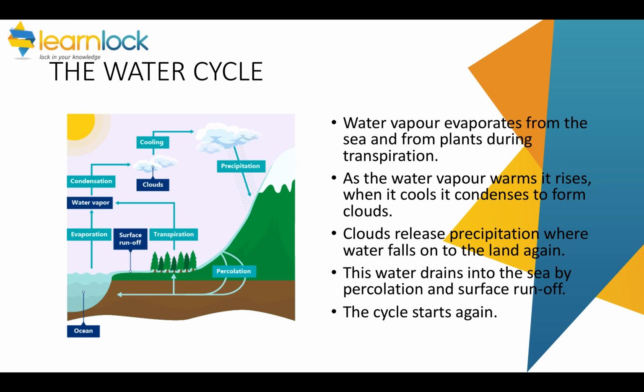And that goes onto the land, and it either runs off into the oceans again or through the soil, so it percolates through the soil eventually, and then down into the water table, and then back into the oceans. And the cycle starts again.